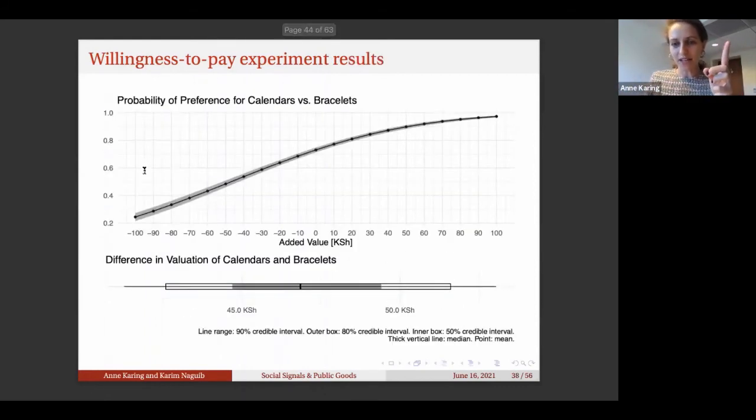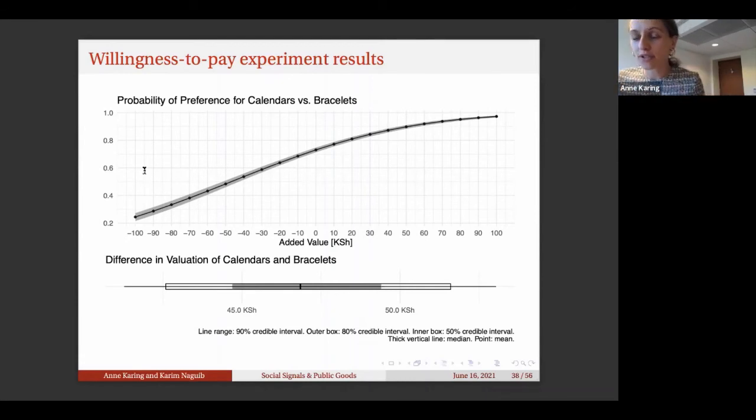What we can see from that, generally speaking, if you look at the upper panel, is that people had a strong preference for calendars. 75% of people chose a calendar as their first choice. Then as we offered them between 0 and 100 Kenyan shillings, so $1, they were willing to flip. If I gave you a full dollar, anyone who previously chose a bracelet would definitely take a calendar. The other way around, it's not quite the case. 25% of people would still stick with the calendar if they were offered a dollar to take the bracelet. So the utility difference between these two consumption items is roughly 45 Kenyan shillings.